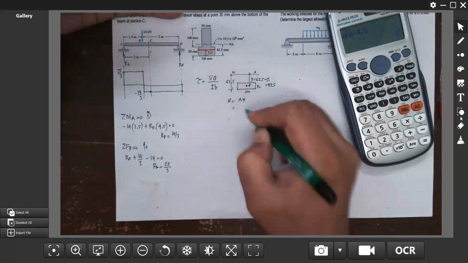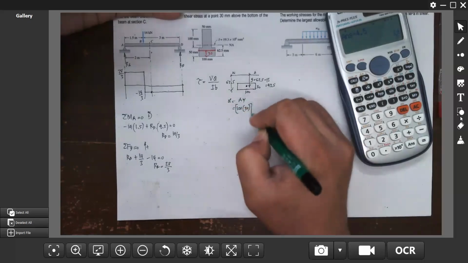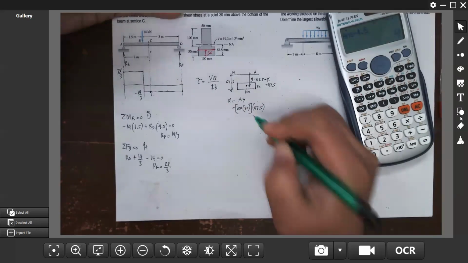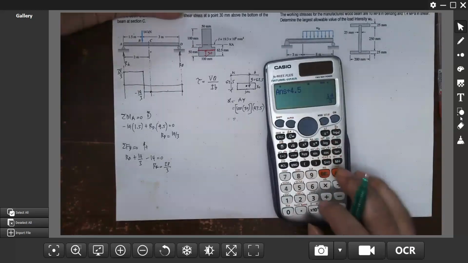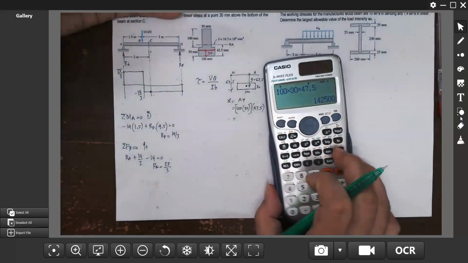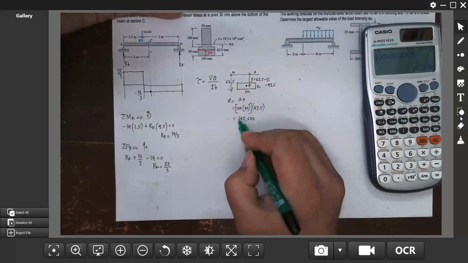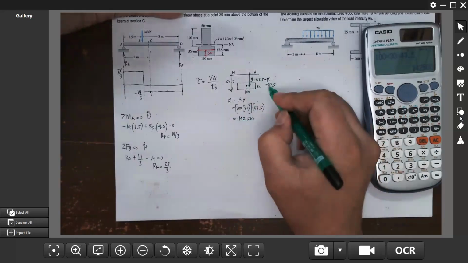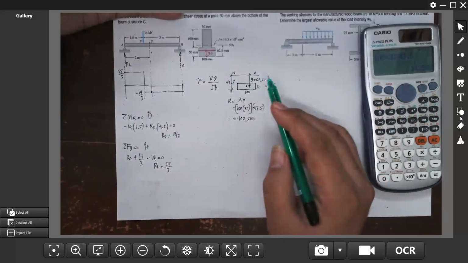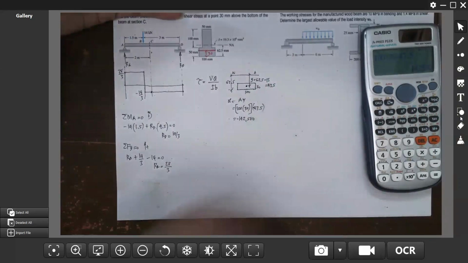Therefore, your Q is equal to area times Y, so it's 100 times 30 times 47.5, which is 142,500. You can make it negative if you want, because your Y is negative, since it is below the neutral axis. But you can disregard the sign.